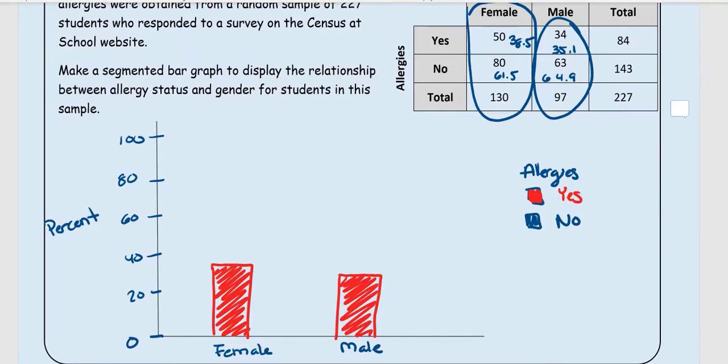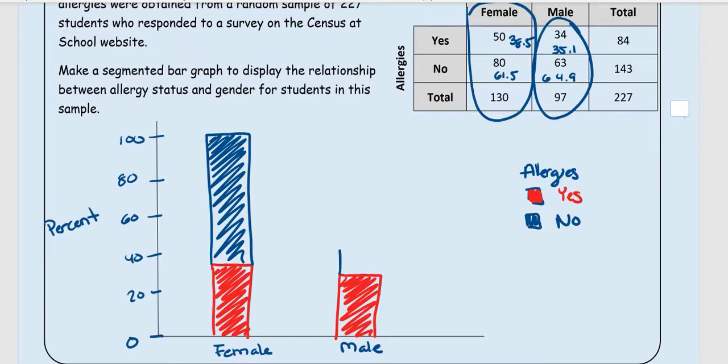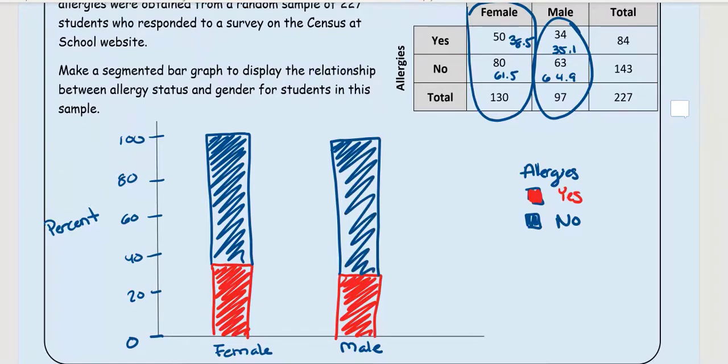And then for no on the allergies, we have 61.5. Now, because we only have 2, we know that this is actually going to go all the way up to 100%, because either 100% of the females either have an allergy or don't have an allergy. And then we're also going to go up to 100% for males. Again, you can see that this is just very close because 38 and 35 are pretty darn close when you're looking at them on the graph.